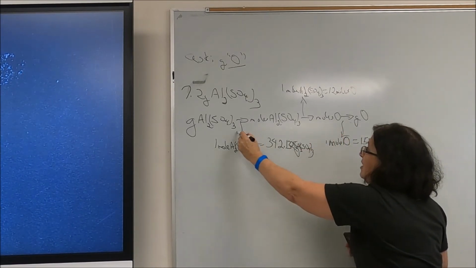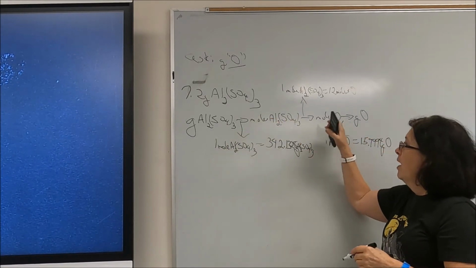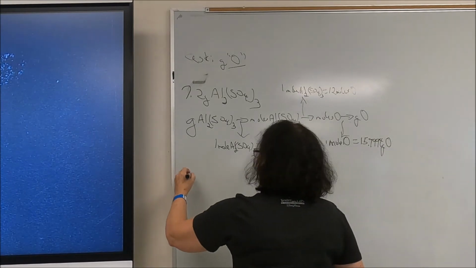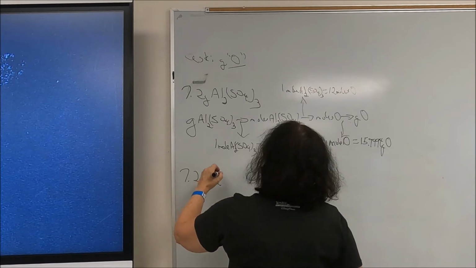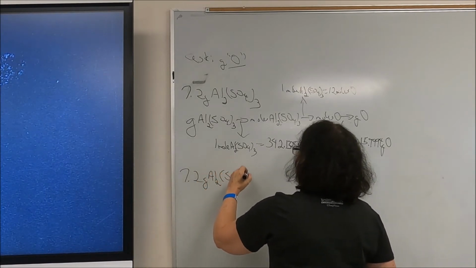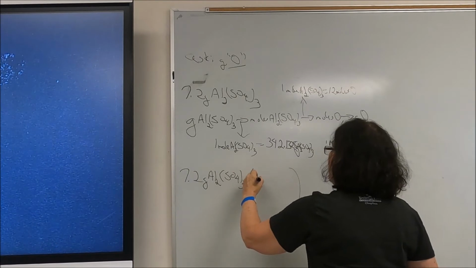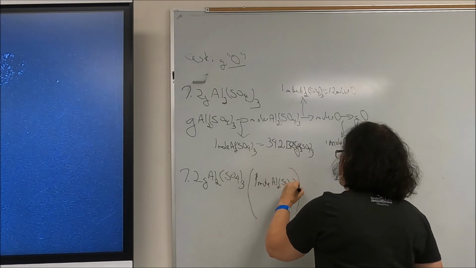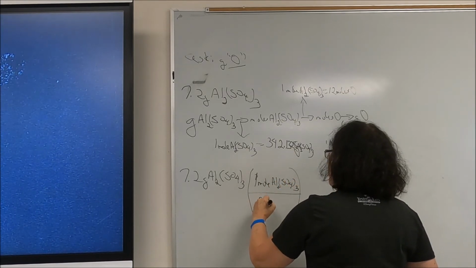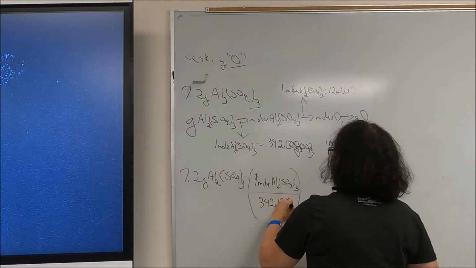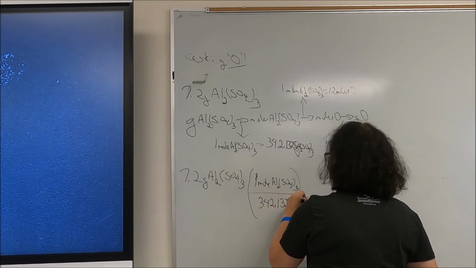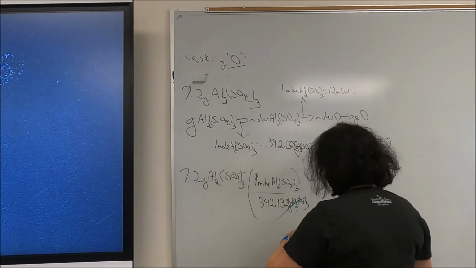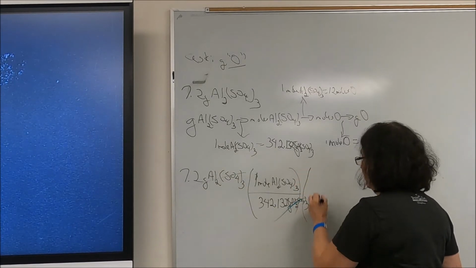See how I've got everything nice and neatly organized here? I've laid out what I want to do, and then I went and collected all of the relationships. So 7.2 grams of Al2(SO4)3. Our first step, 1 mole of Al2(SO4)3, in parentheses with a 3, for every 342.1328 grams. So notice grams of aluminum sulfate have divided out.